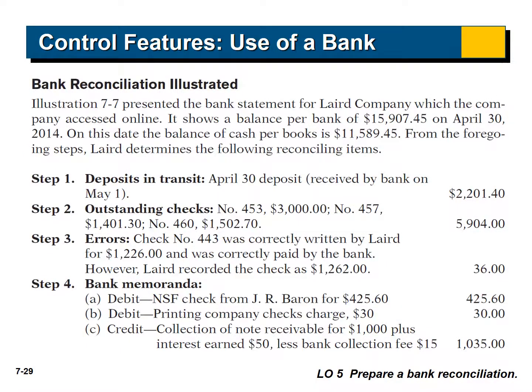Here's an example. The bank balance for Laird Company, which the company accessed online, shows a balance per bank. In other words, the bank statement shows this much on April 30th. But on the books, we had this amount. Notice that the two amounts they have there are different.